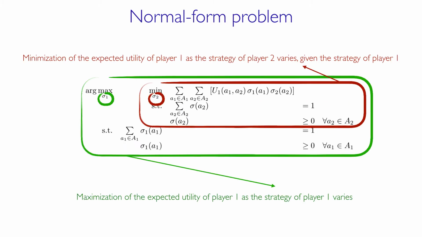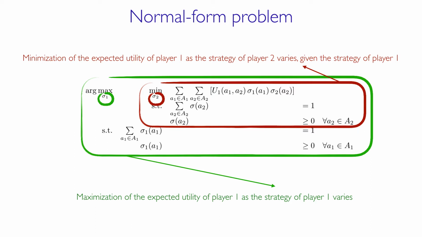Recall the maxmin problem in normal form. We have a minimization problem in red over variables sigma2 of the expected utility of player 1 once the strategy of player 1 is given. And we have a maximization problem in green over the strategy of player 1 of the result of the value of the minimization problem.